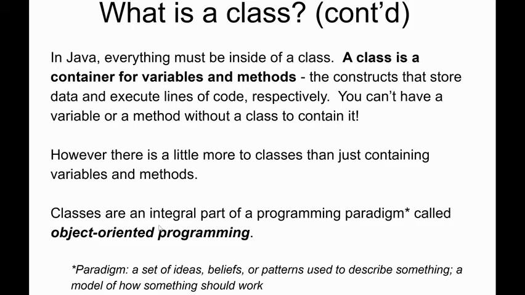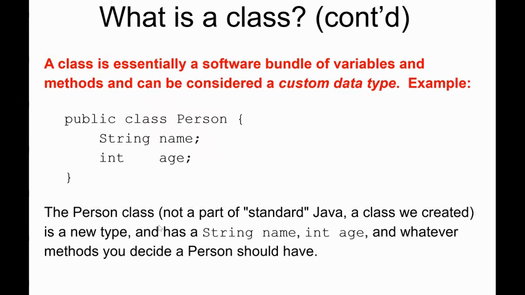However, there is a little more to classes than just containing variables and methods. Classes are an integral part of a programming paradigm called object-oriented programming. A class is essentially a software bundle of variables and methods and can be considered a custom data type. For example, public class person may contain a string for the name and an integer for the age. The person class, not a part of standard Java, is a class we created. It's a new data type and has a string name, integer age, and whatever methods you decide a person should have.